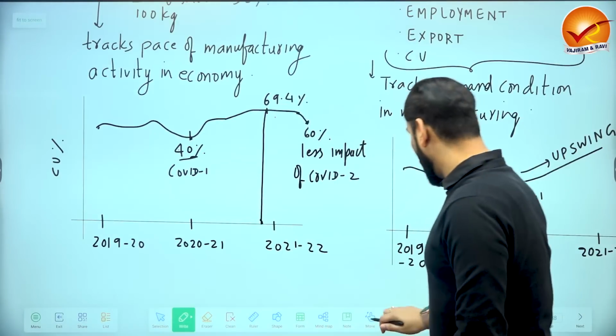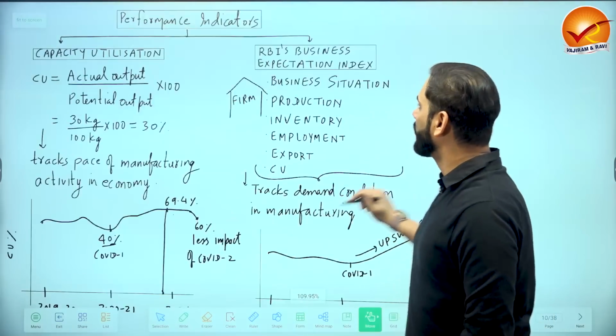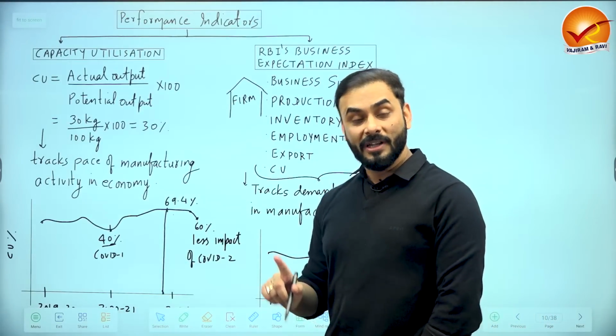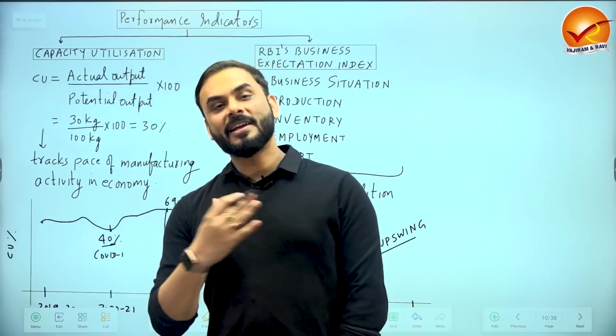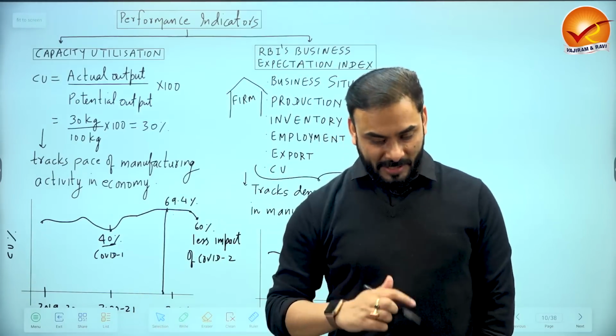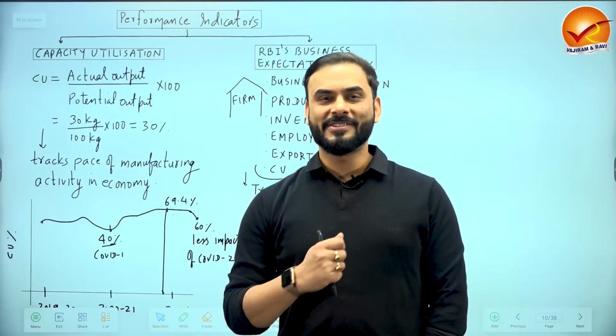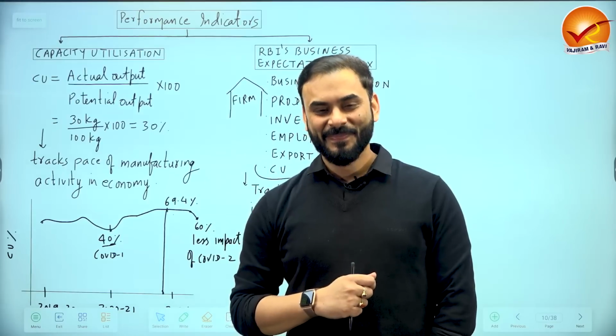So this is all about capacity utilization. Now let me tell you something about RBI's Business Expectation Index. What is that index? For that, let us take an example. Suppose, guys, I am converting milk into ice cream, right?